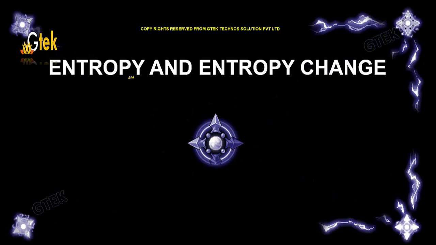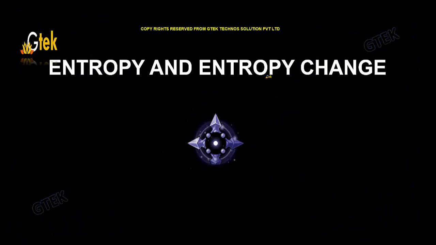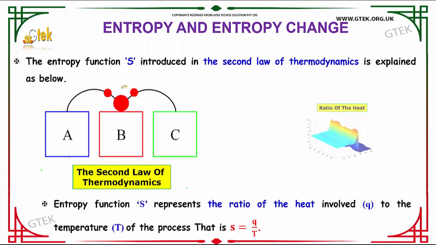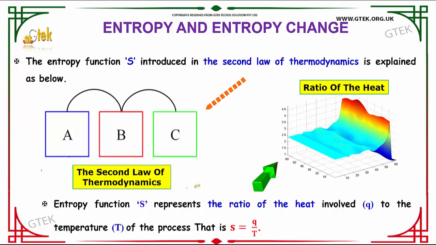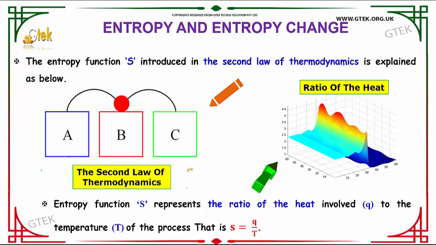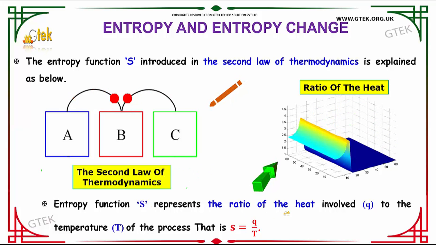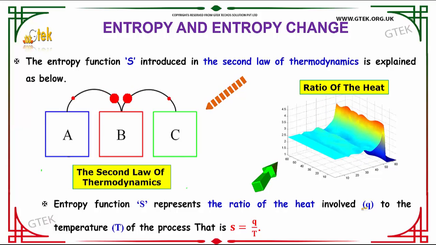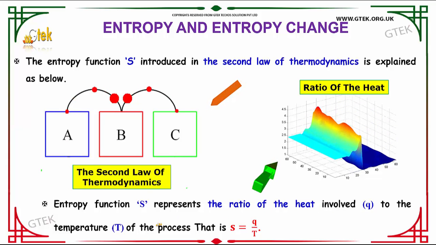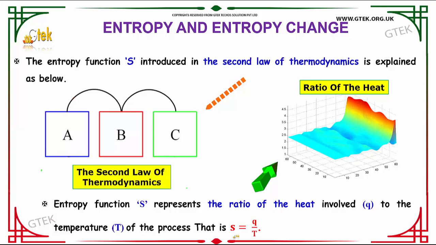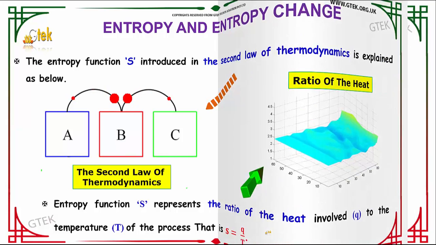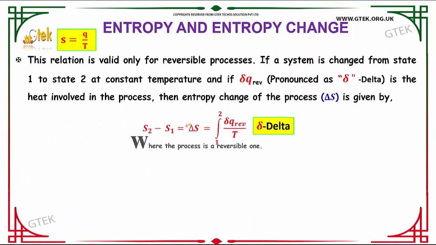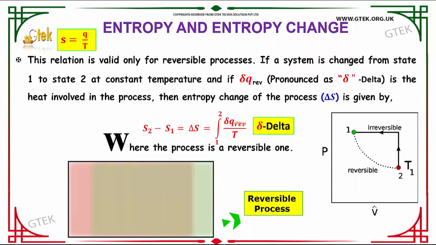This is on the entropy and the entropy change. The entropy function S introduced in the second law of thermodynamics is explained below. Entropy function S represents the ratio of heat involved Q to the temperature T of the process. That is, S is equal to Q divided by T. This relation is valid only for reversible process.